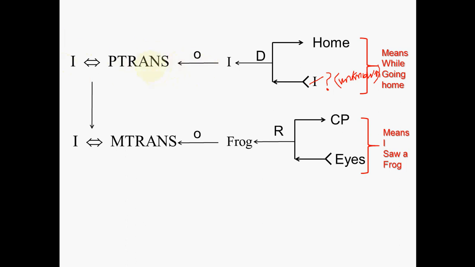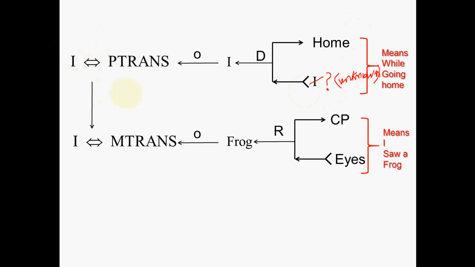What is the object involved in P trans? It is I, me. And the destination relation tells from where I was going to which destination: from some unknown place I was going to my home. Slightly tricky, but try to understand the meaning of this sentence.